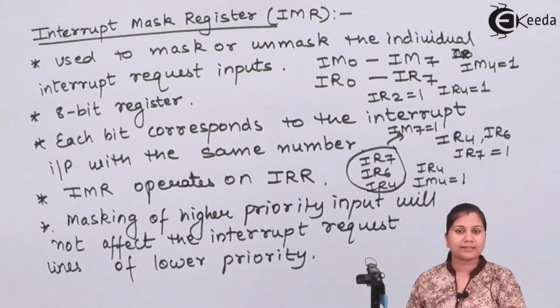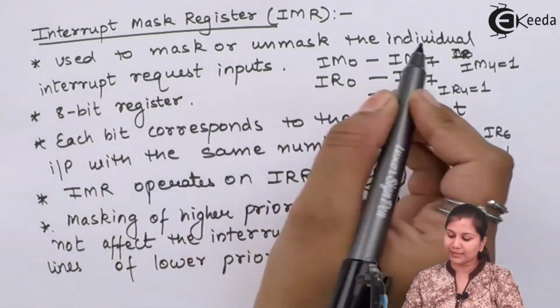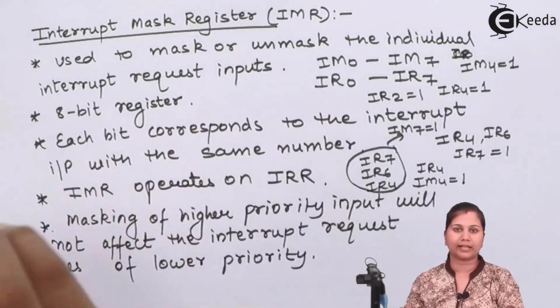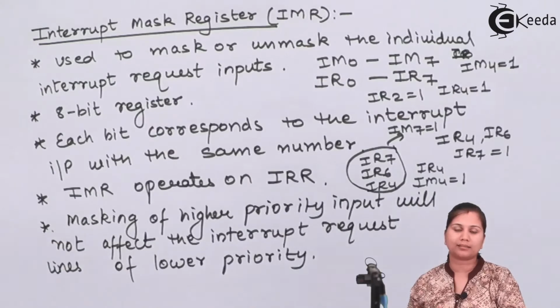So this interrupt mask register is masking or unmasking the interrupts. If you want to mask the interrupt, then that bit is set to 1. If you want to unmask the interrupt, then that interrupt pin will be set to 0.